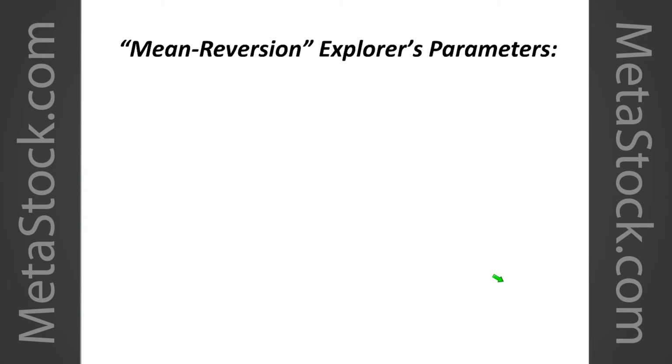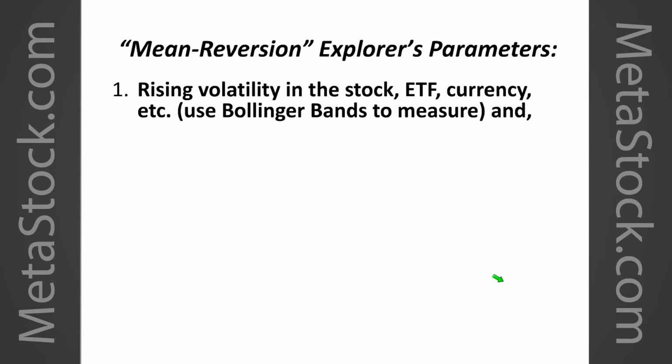I don't know why, but I've done very, very well with this Bollinger Band system. So the system looks, just very briefly, like this. What we're looking for is a rising volatility in a particular stock. And you can use this system on ETFs, currency pairs, and E-minis. Really anything that trades, anything that can be charted, you can apply this system to.